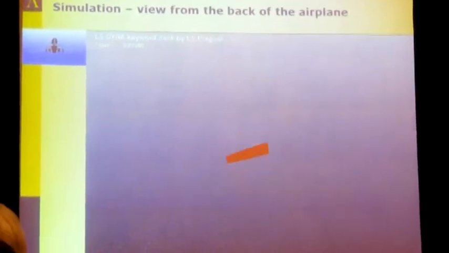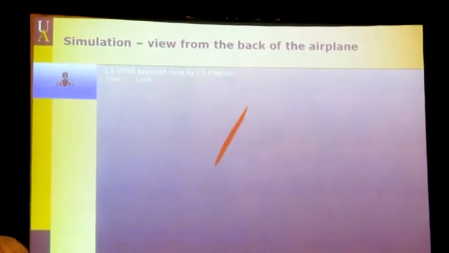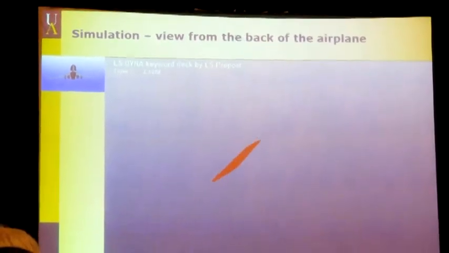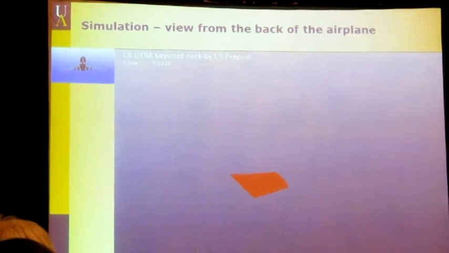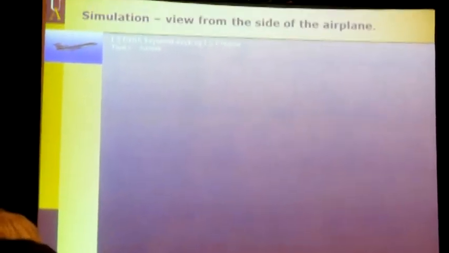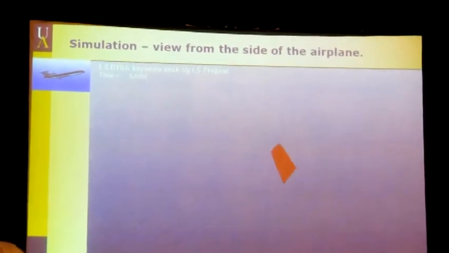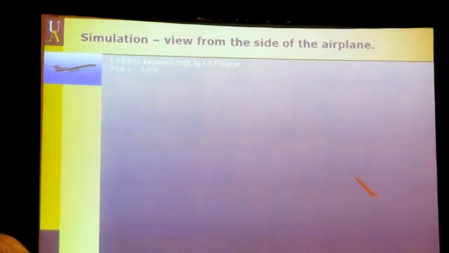Now we are flying from behind, and now it's separated, so you can see it's kind of a chaotic movement, flying like a leaf almost. Of course, the speed is much higher. And again from the side, now it's separated, and it does whatever the pressure and the position of the wing would allow.